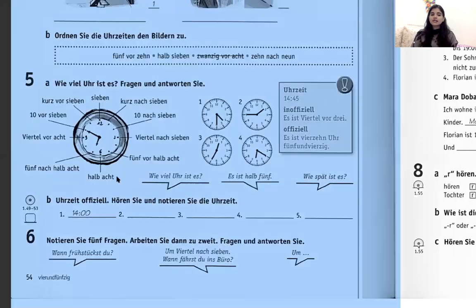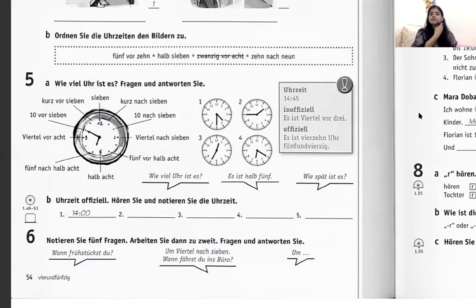Let's get back to our book. Yes, so halb acht. What does that mean? Halb acht is half 8, so 7:30. And in context of 7:30, you can also say 7:30 hokar ke 5 minute ho gaye hain. Saare saat baj ke 5 minute bhi aap bata sakte hain. Saare saat ke reference mein bhi you can tell time. So as is fünf nach, past ho chuke hain. It is 5 past half 8.